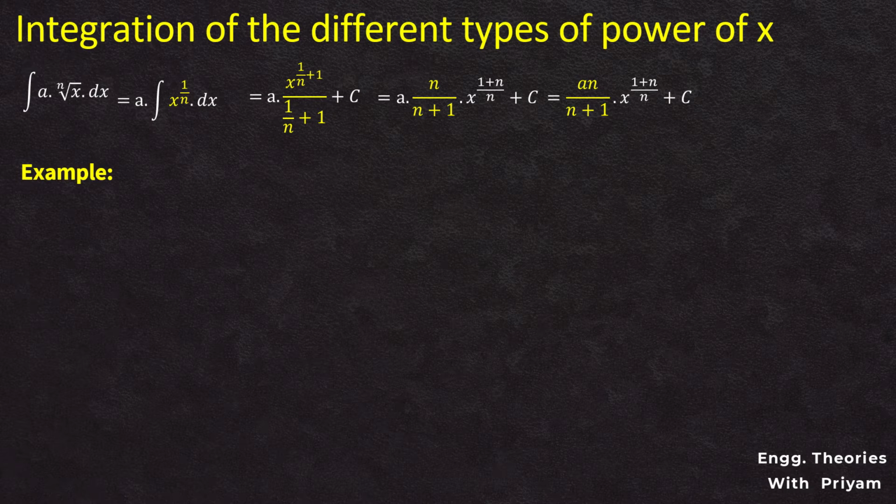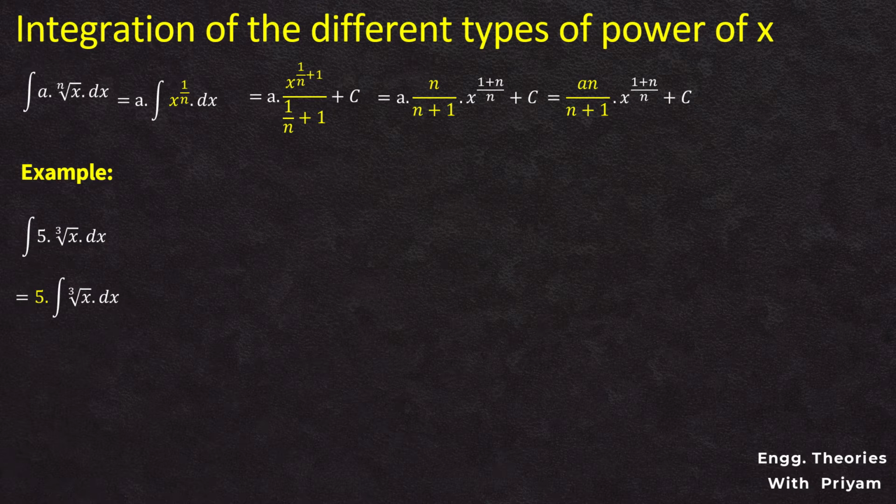Let's take an example based on this formula. Let's say we need to integrate 5 into cube root of x with respect to x. At first we will take this 5 out of the integration, and the integration will look like 5 into integration of cube root of x dx.